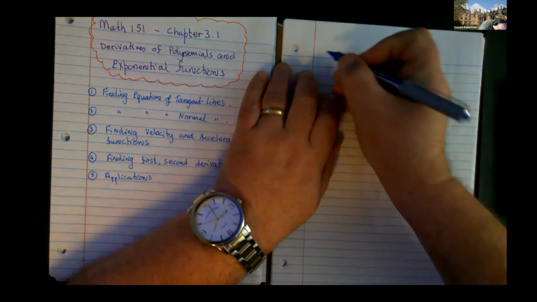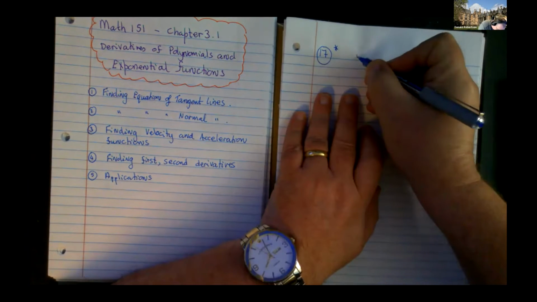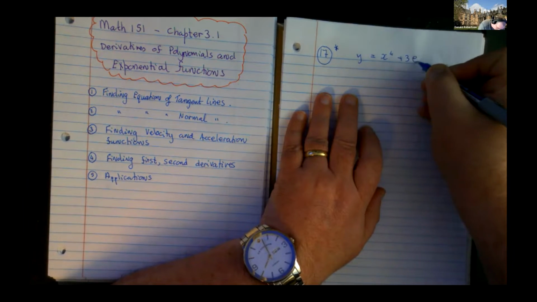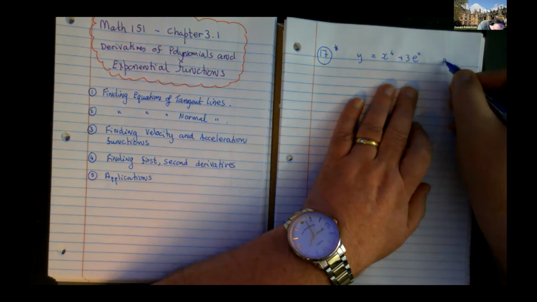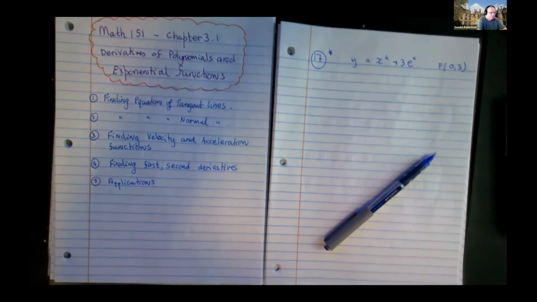So let's find a question for finding tangent and normal lines. Okay, here is a version of that type of question. Number 17 is an example. I've got a function: x to the 4 plus 3e to the x. And we're interested in the equation of a tangent line and a normal line at the point (0, 3).